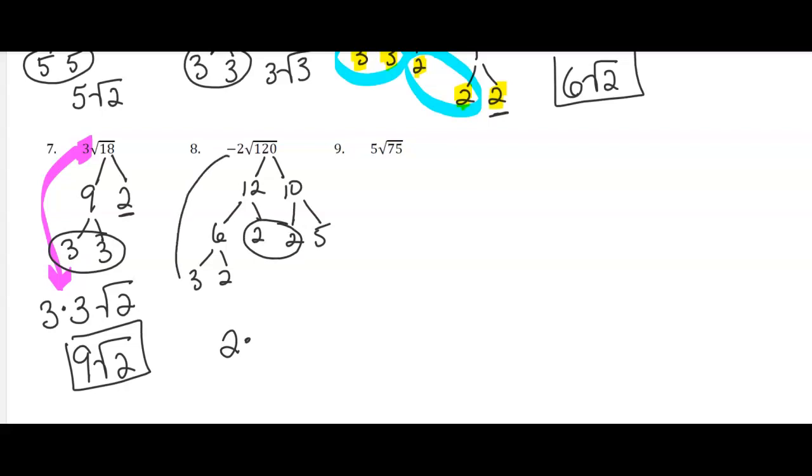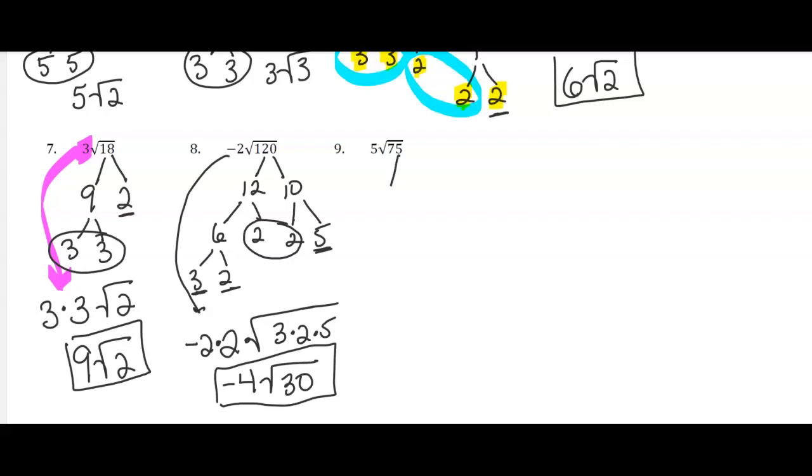I also have to put this negative 2 outside, so I'm going to bring that down. And then my square root, this one we've never had so many things left in, but this is what we have. We have a 3, a 2, and a 5. So 3, 2, 5. And now we do outside, outside, inside, inside. Negative 2 times 2 is negative 4. And on the inside, 3 times 2 is 6, times 5 is 30. So that's the answer.